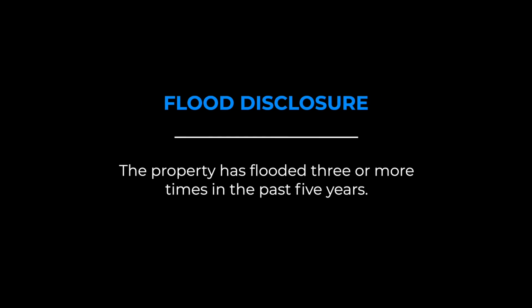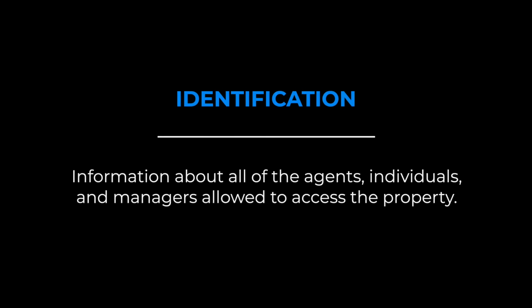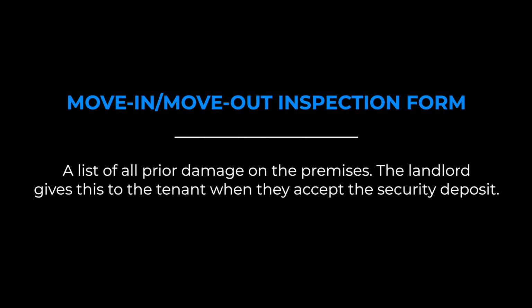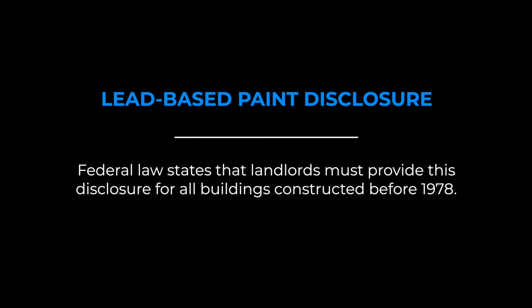Required disclosures. Georgia requires all rental agreements to include the following 4 disclosures. Flood disclosure. The property has flooded 3 or more times in the past 5 years. Identification. Information about all of the agents, individuals, and managers allowed to access the property. Move-in, move-out inspection form. A list of all prior damage on the premises. The landlord gives this to the tenant when they accept the security deposit. A lead-based paint disclosure. Federal law states that landlords must provide this disclosure for all buildings constructed before 1978.